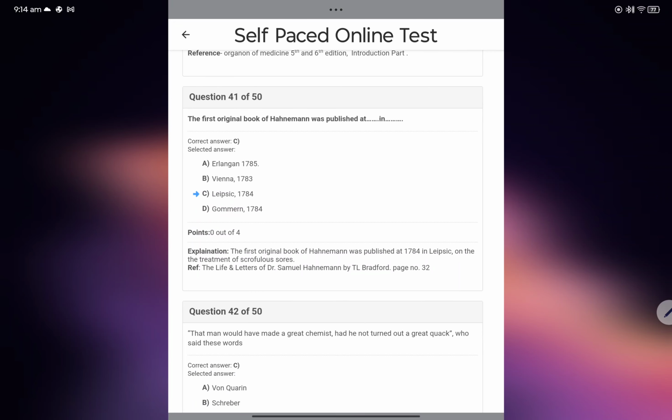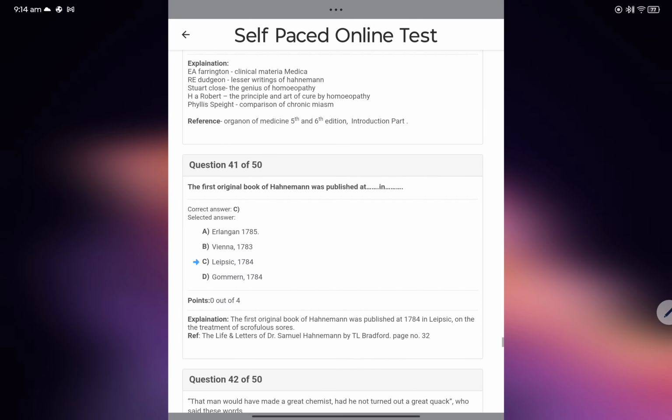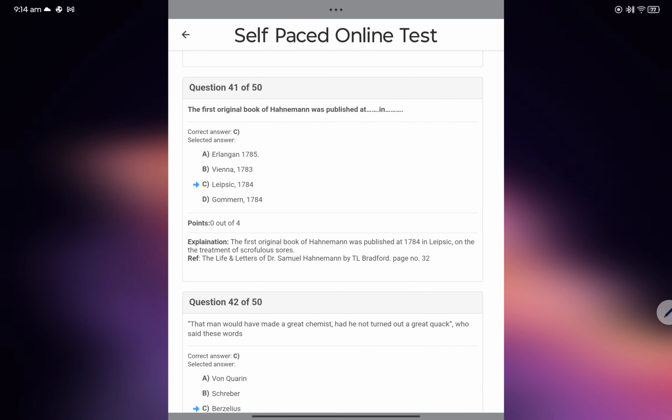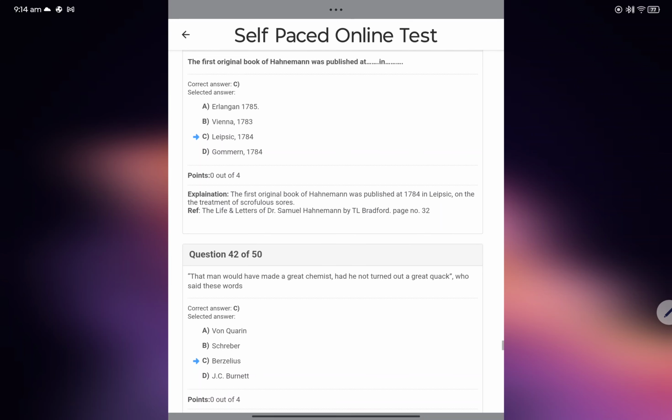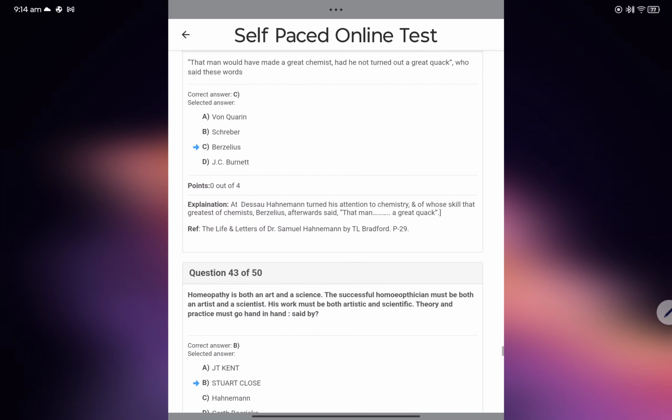Next question. The first original book of Hahnemann was published at Leipzig in 1784. The first book was on the treatment of scrofulous sores.